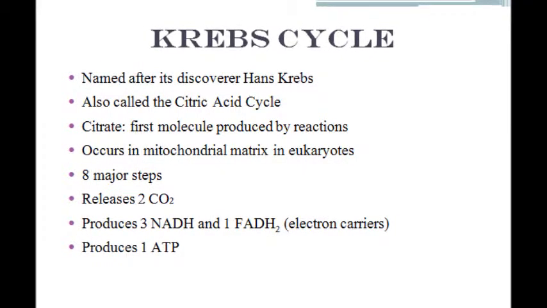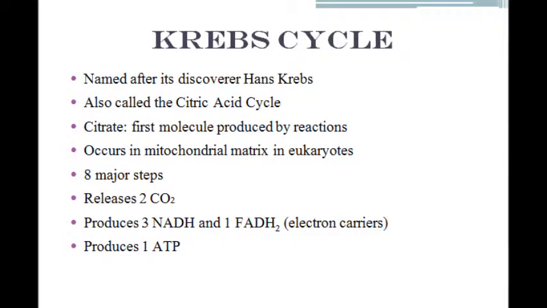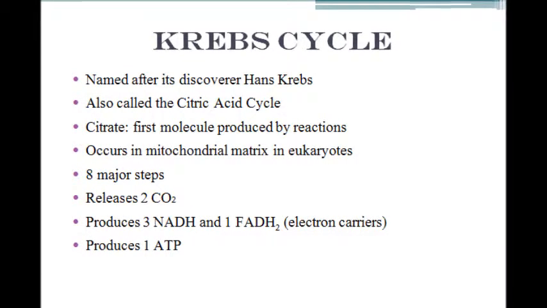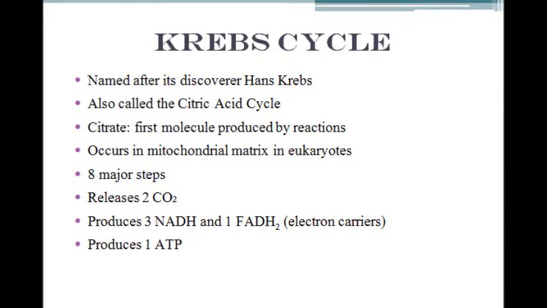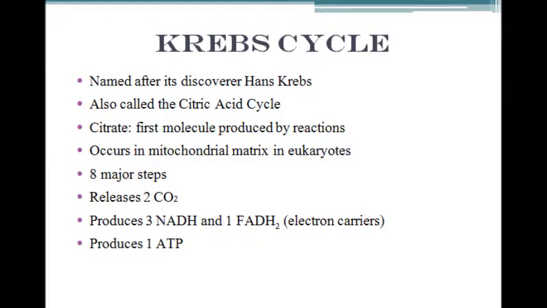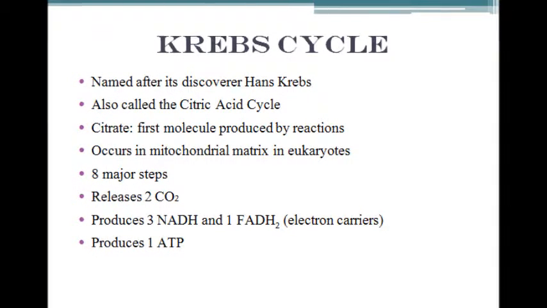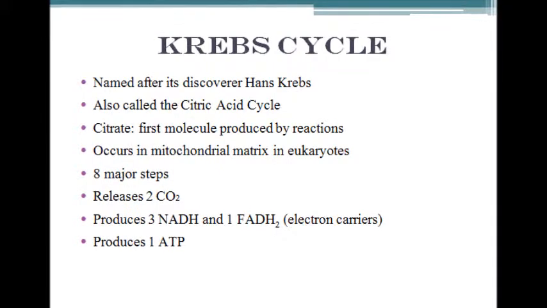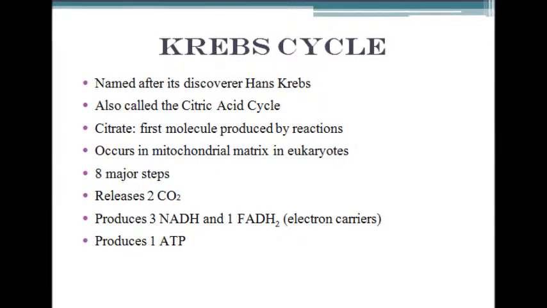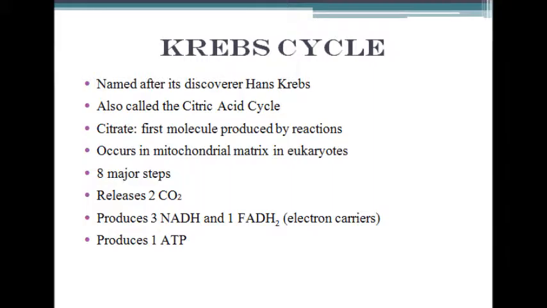Finally, we have the Krebs cycle, named after its discoverer, Hans Krebs. It is also called the citric acid cycle because the first product of the reactions is citrate. Like pyruvate oxidation, the Krebs cycle occurs in the mitochondrial matrix in eukaryotes and in the cytoplasm in prokaryotes. The Krebs cycle has 8 major steps, as we will soon see.